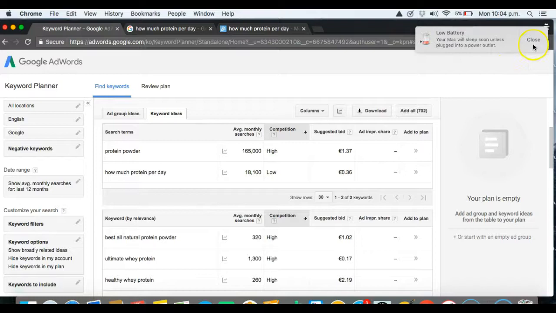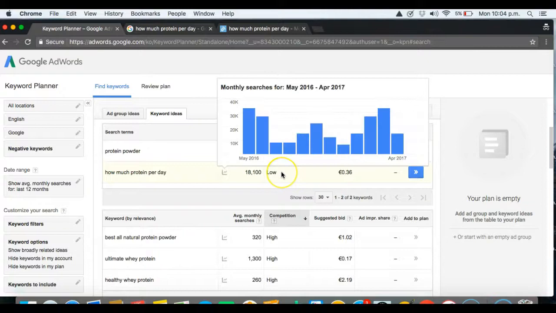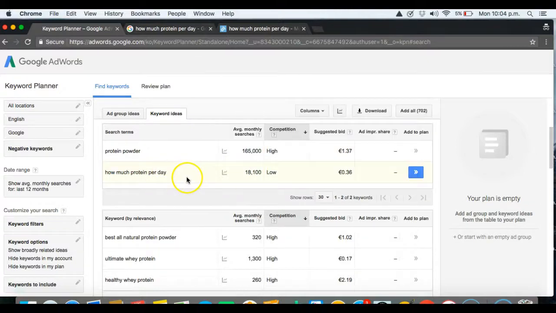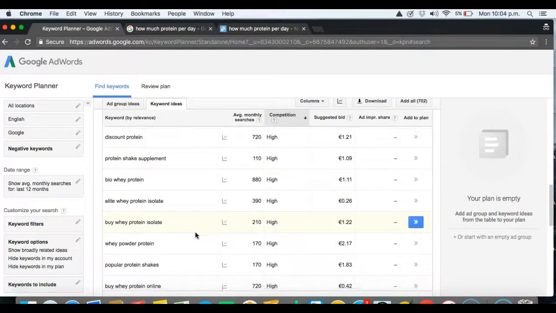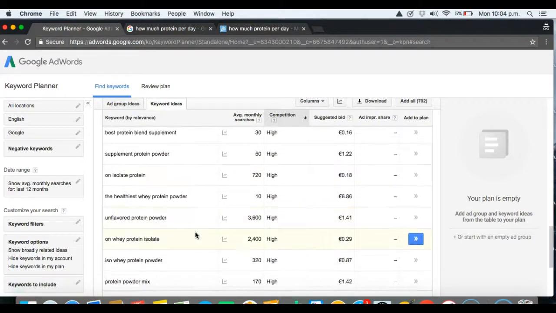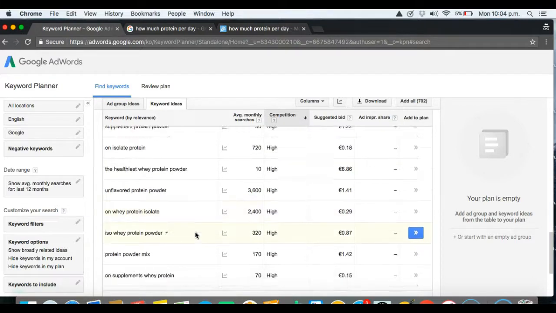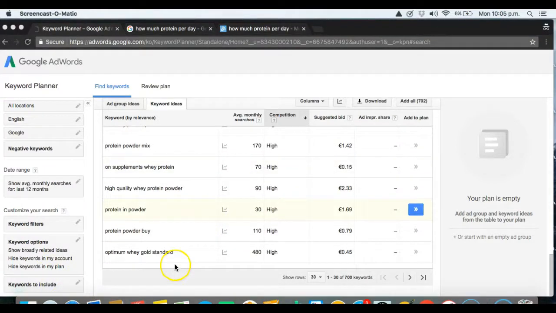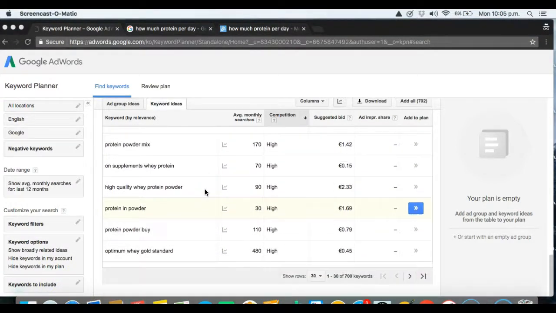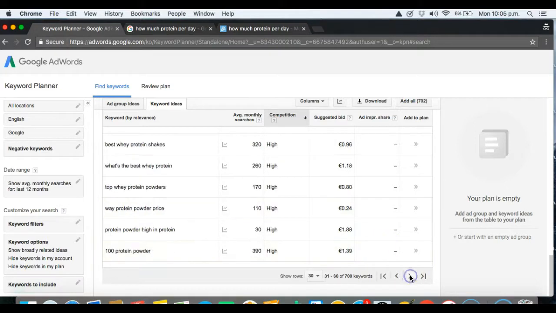So you can see here protein powder is extremely high competition. There's a lot of searches. How much protein per day is a low to medium keyword. That could be one that you use. Let's just scroll down and see if we can find any other ones. So we're going to have a look through the list here and see what's there. But what we're really seeing here is that a lot of keywords in our list are very high competition. So we may need to scroll through the list to identify some other ones. So we're going to be scrolling for a while, I think.